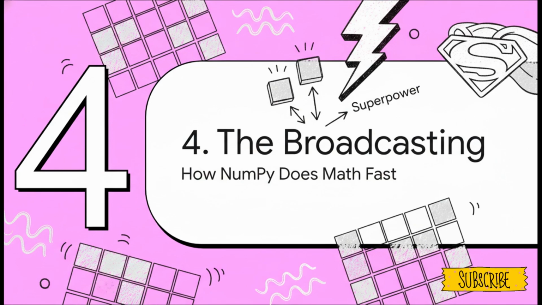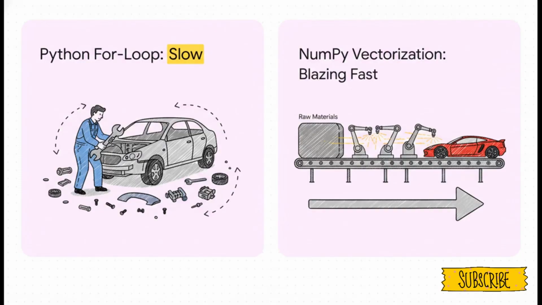Well, it comes down to a couple of key ideas, and the first one is a legitimate superpower. It's called broadcasting. But wait, before we can talk about broadcasting, we have to talk about vectorization. It sounds complicated, but it's not. It just means that instead of looping through an array one element at a time, you apply the operation to the entire array at once.